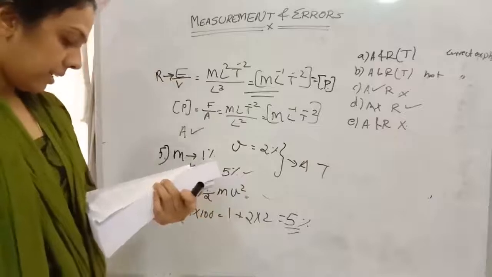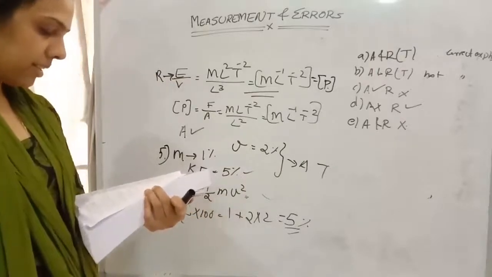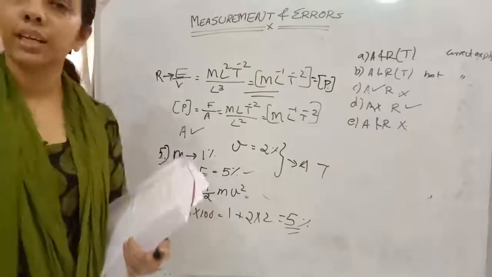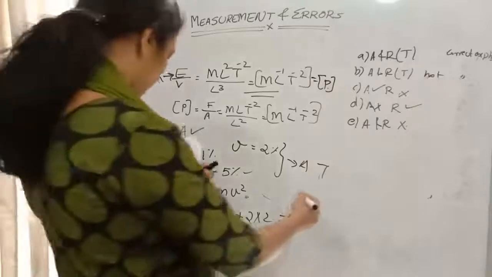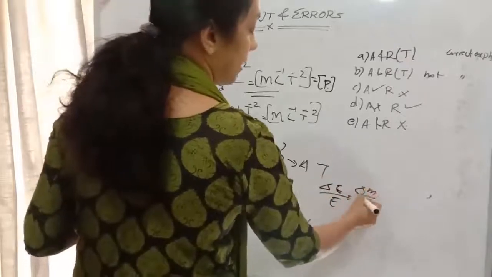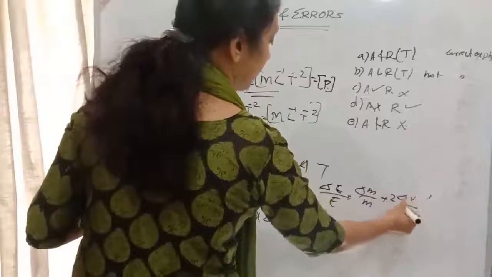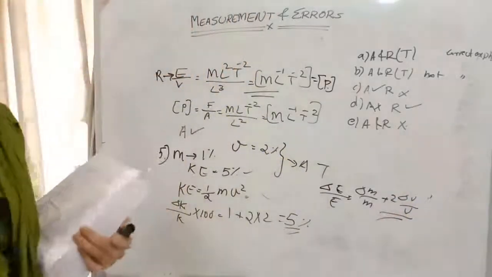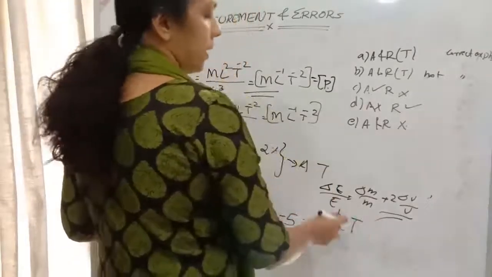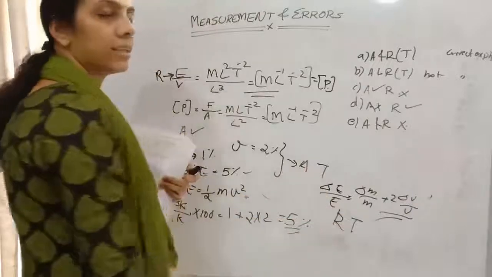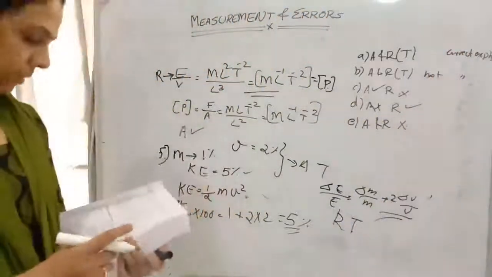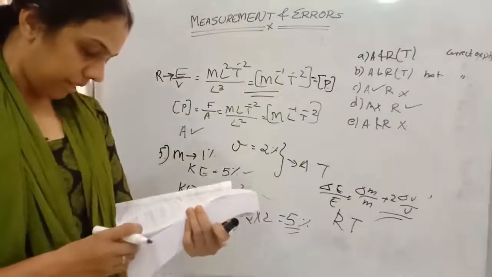Now the reason is: kinetic energy E equals half m v square, delta E by E equals delta m by m plus 2 into delta V by V. It's given over here. Is it the correct explanation? Yes, it's the correct explanation. So assertion and reason are true, and the reason is the correct explanation for the assertion. So here also we will go for option A. Okay, both are correct.